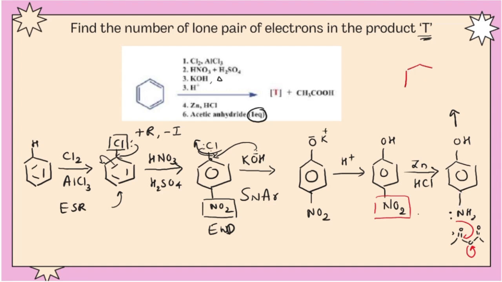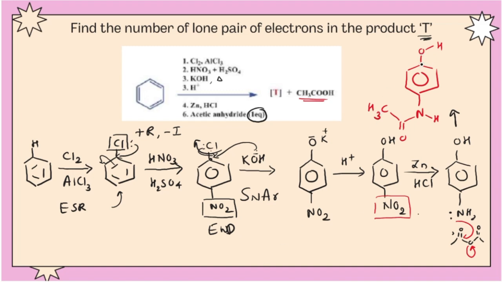So let's write down the final product now. So you see there is an OH here. Then we have NH. The hydrogen from the NH2 will go with this acetate and it will form acetic acid as a byproduct. So that's why you see there is acetic acid as a byproduct. And then here we will have COCH3. So how many lone pairs are there?